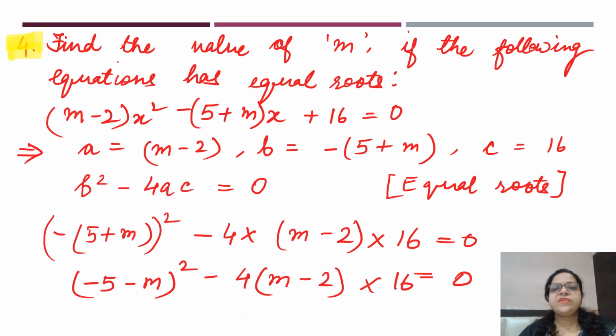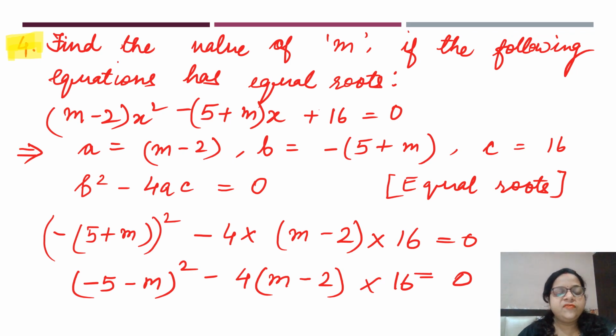Okay children, find the value of m if the following equation has equal roots. This is the fourth question. (m minus 2)x square minus (5 plus m)x plus 16 is equal to 0. It implies that a is equal to m minus 2, b is equal to minus (5 plus m), and c is equal to 16.